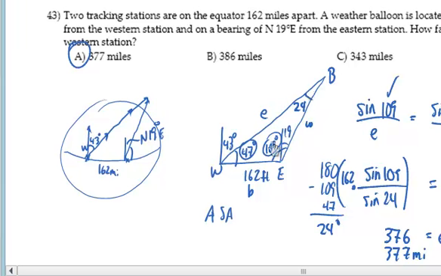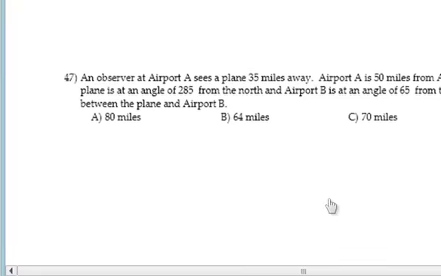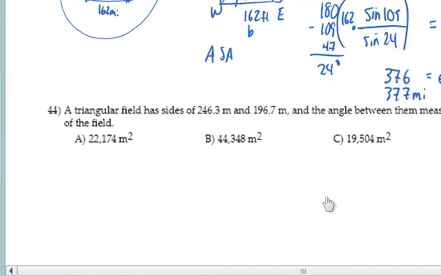So that's all the time I have for this part. I'm over 10 minutes already, so I'm going to submit another video to do the remaining problems, 44 through 47. Okay, I hope this helped, and we'll talk to you later.